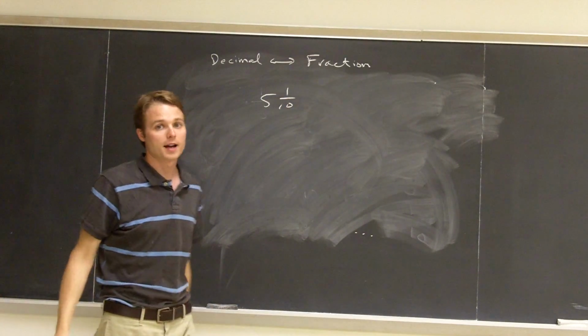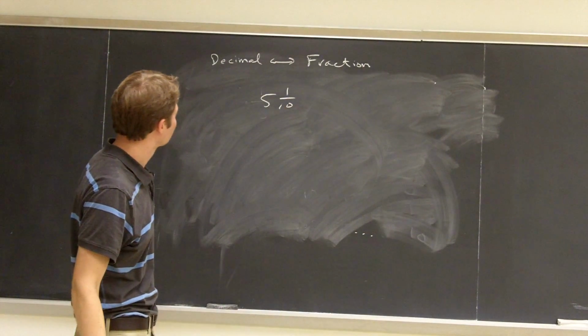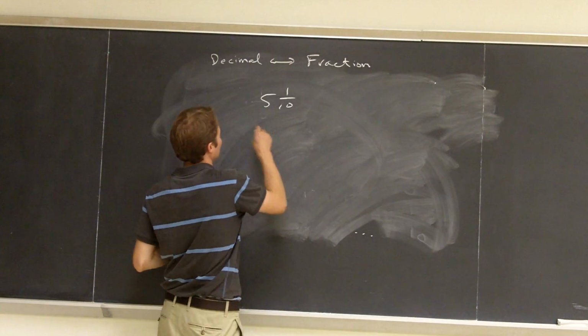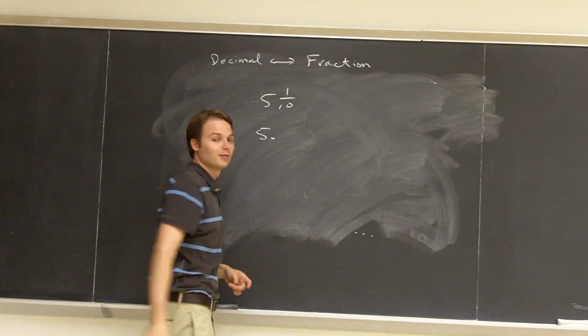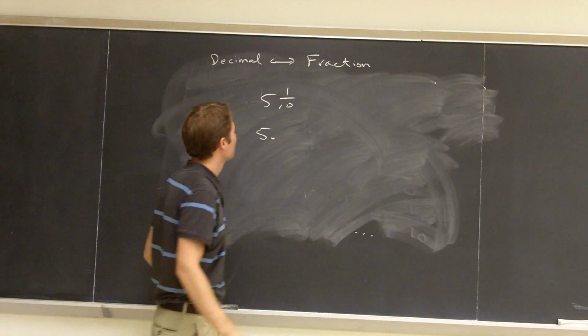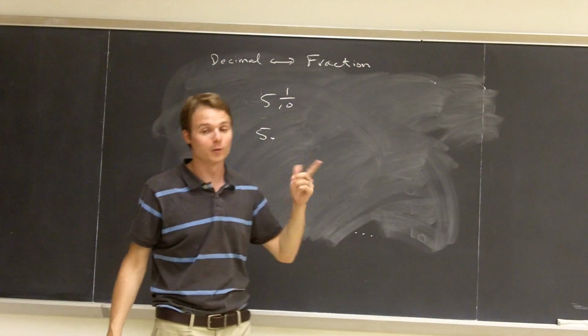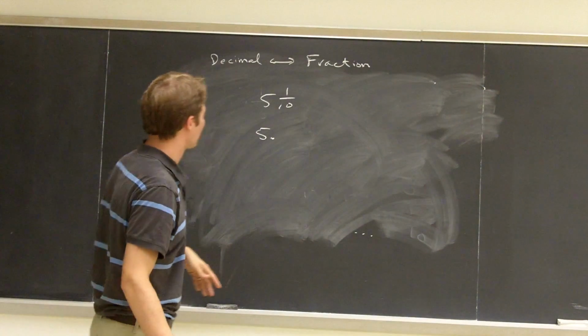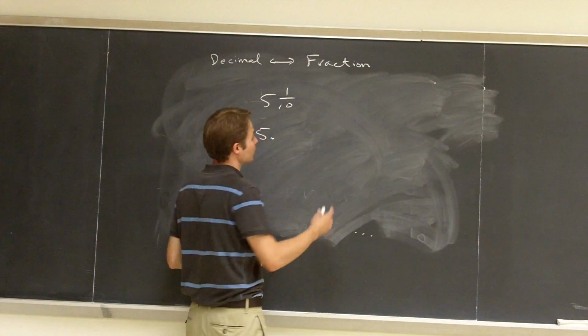How about 5 1/10? In this case, remember the 5 is the whole number part, so we know our answer is just going to be 5 point something. The only thing we have to convert is the 10th part. Now, if you're clever, you realize that 1/10 is the same thing as 0.1. So that works well. However, let's pretend that we don't realize that.